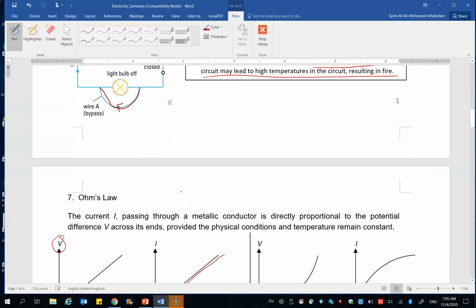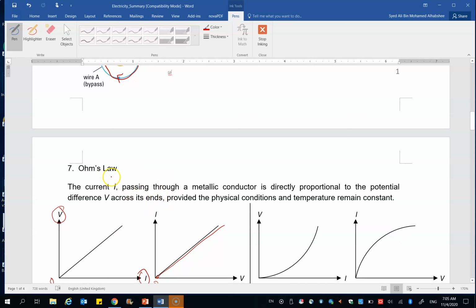And then finally your Ohm's law over here. So I hope this summary is clear for you.